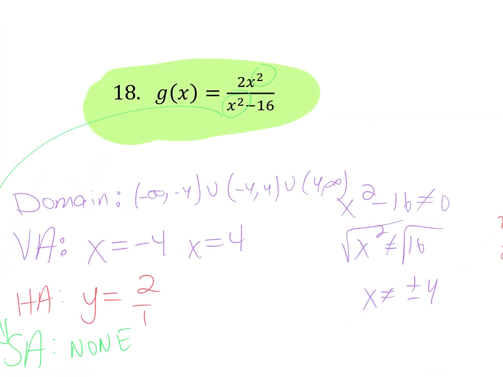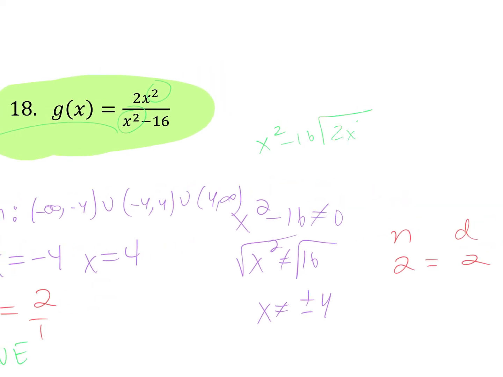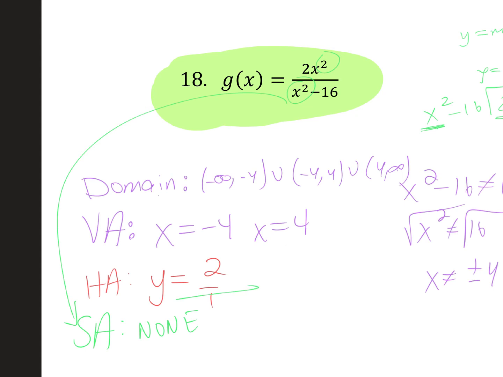If you want to actually do the division, x squared minus 16 into 2x squared. So x squared into 2x squared, it wouldn't be 2. So look, y equals mx plus b, right? This says y equals 2, which is what your horizontal asymptote is. Your slant asymptote, that's why it doesn't exist.